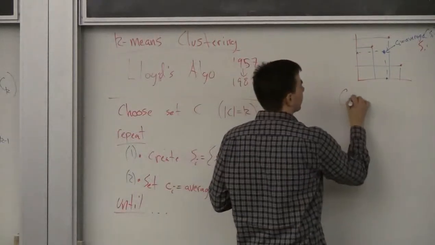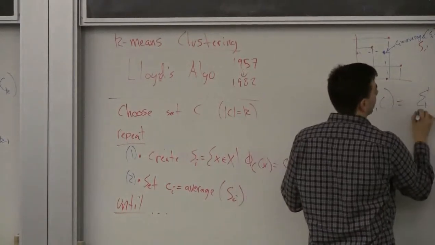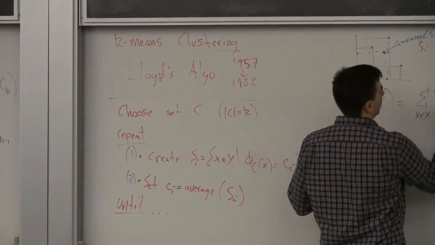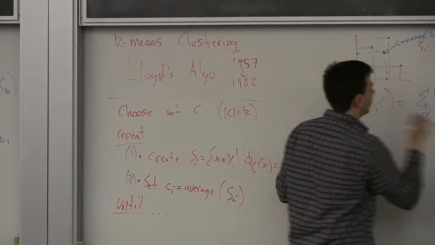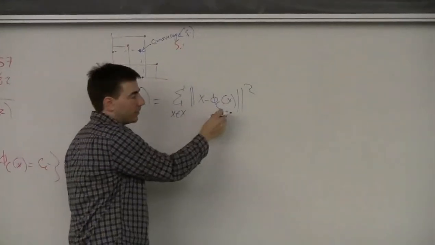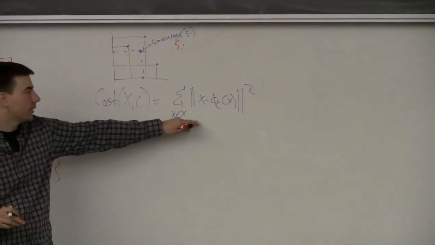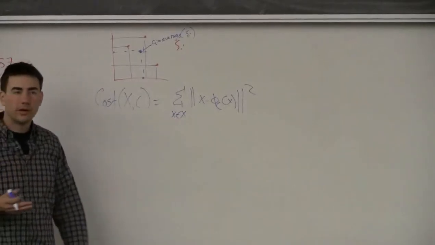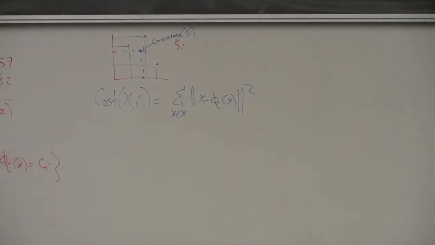Right, so let's say we have some cost of x and c, and if I write this as x minus phi of c x. So if I assign x to a center which is closer, if I make the center that's the element of this assignment function closer to x, then this cost function has to decrease. Each of the terms in the sum is decreasing. So this step must be decreasing this cost function. Okay, what's interesting is that taking the average is also going to be decreasing this cost function.